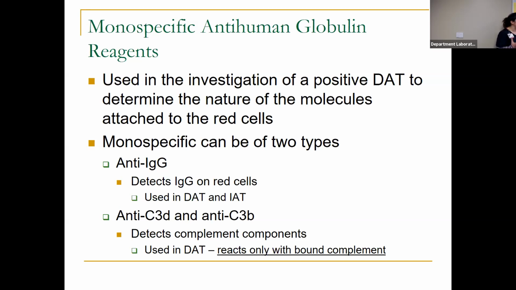In the IAT, it's an indirect test. Another way to think about that is we're using patient plasma. Okay, so complement has been involved. It's on the patient red cells. Okay, so it's not going to be in patient plasma. All right.